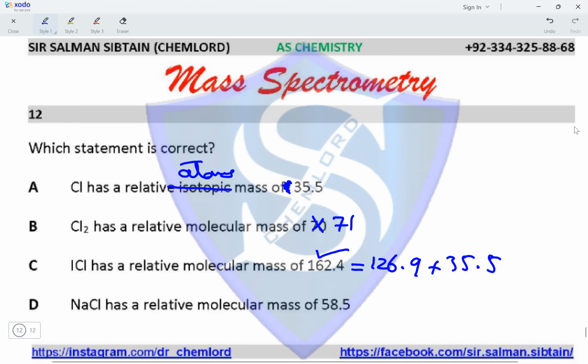So this is correct. And in option D, we have NaCl has a relative molecular mass of 58.5. NaCl is an ionic compound. It will not have a relative molecular mass. In fact, it will have a relative formula mass of 58.5. So eliminating options A, B, and D makes option C the correct option for this question.